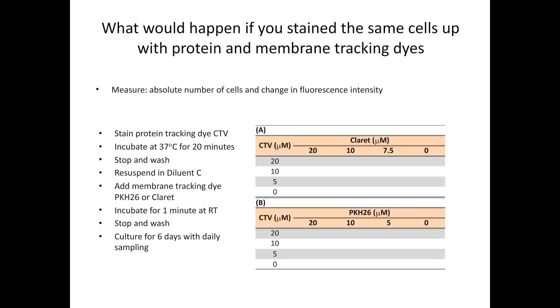And the way that experiment was set up, as shown here on the right, was that we had a checkerboard design where we stained them up with 20 micromolar claret and 20 micromolar cell trace violet, or 10 micromolar or 5 micromolar. The idea is that we stain them up at different concentrations of both the claret and the cell trace violet, including one concentration that was without the cell trace violet or without the claret. And we did the same type of thing with the PKH26.